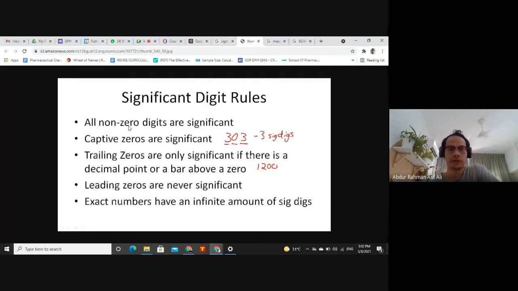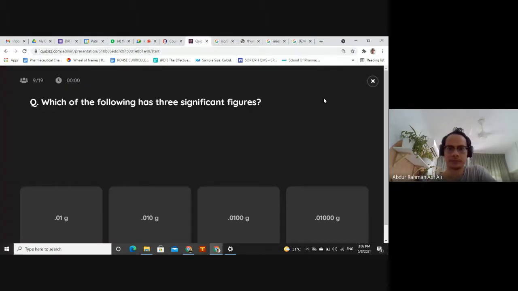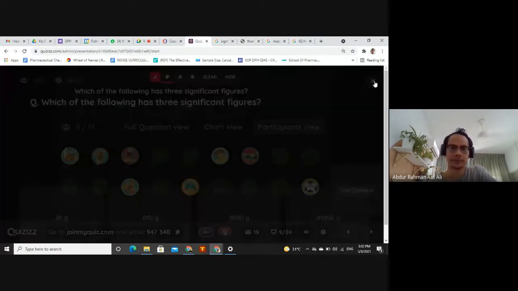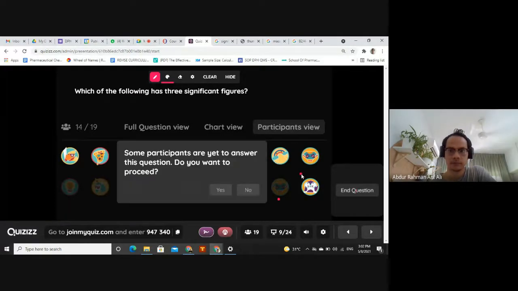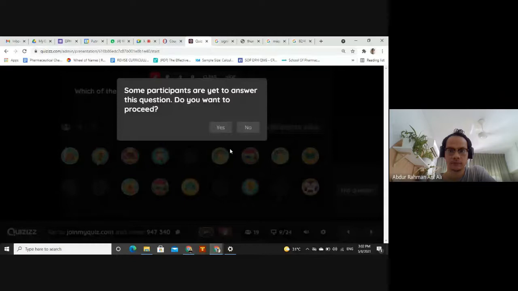Ada 4. All non-zero digits are significant, captive zeros are significant, trailing zeros are only significant kalau ada titik perpuluhan. Leading zeros are never significant. So in here, saya nak end nanti sebab dia tak ada timer. Sorry ya, saya end dulu.